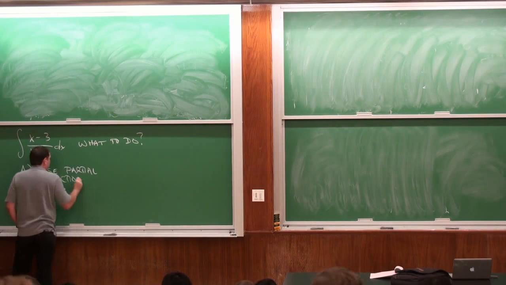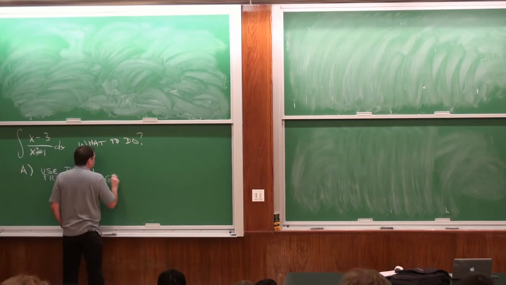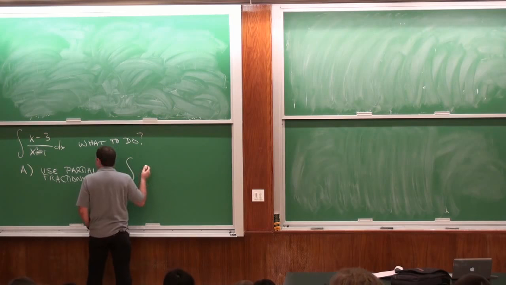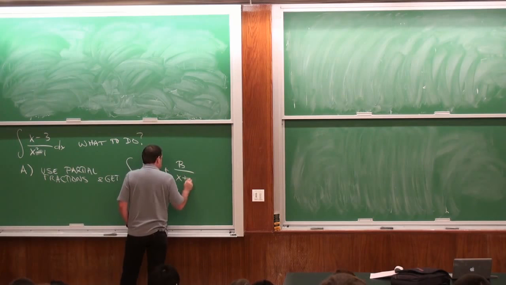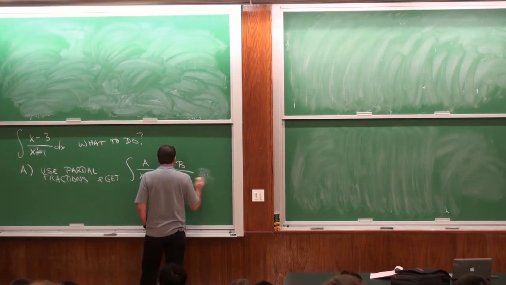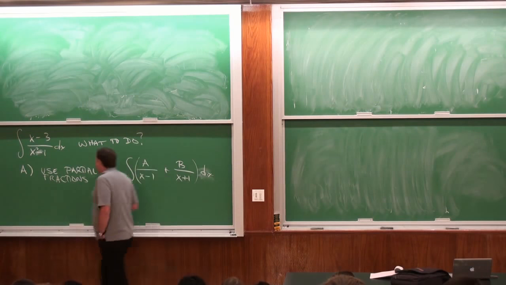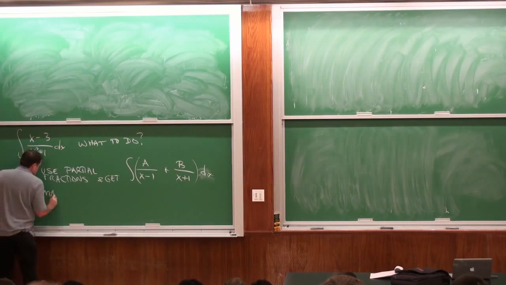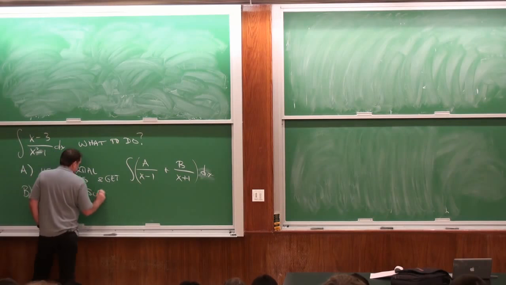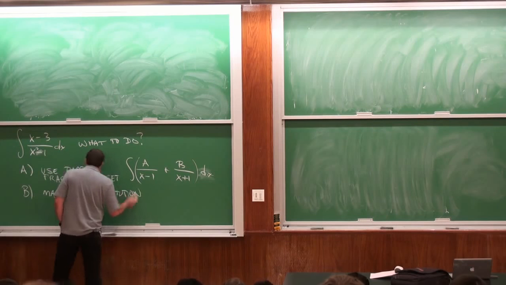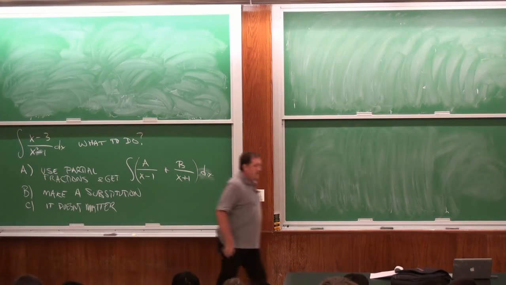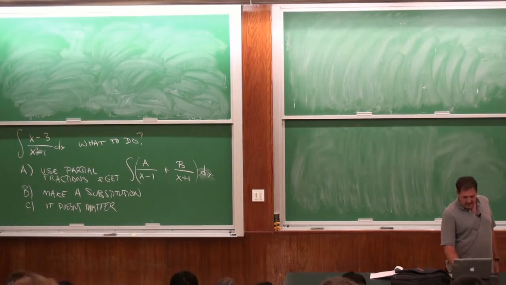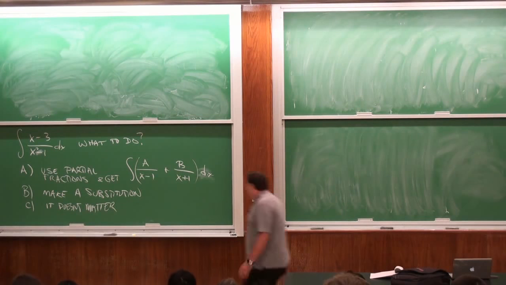Partial fractions, we get something like the integral of... here's that, B. Okay, so let's do that very easy question. Oh no, let's add a C. D.